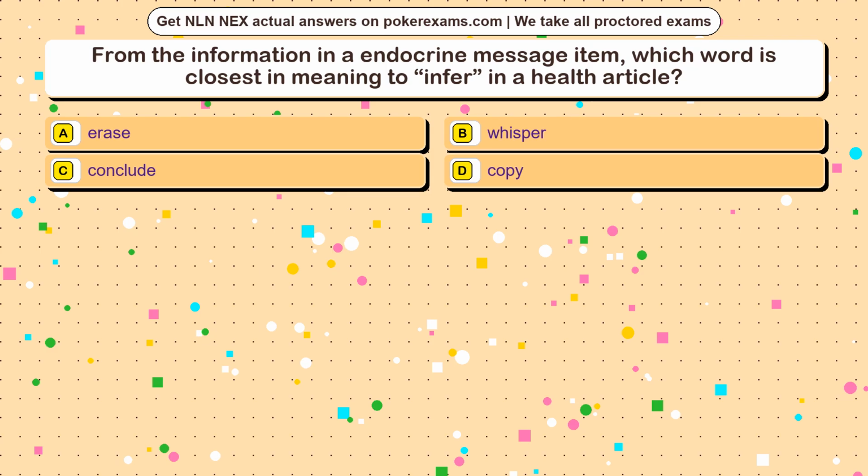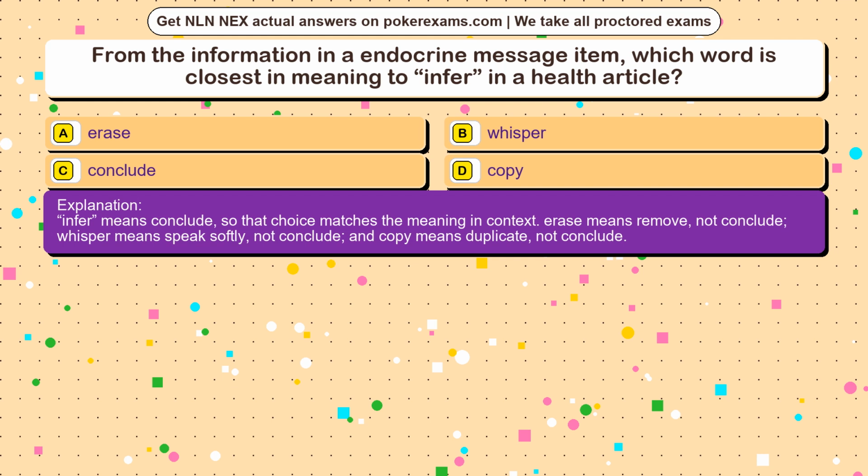The correct answer is option. Infer means conclude, so that choice matches the meaning in context. Erase means remove, not conclude. Whisper means speak softly, not conclude. And copy means duplicate, not conclude.